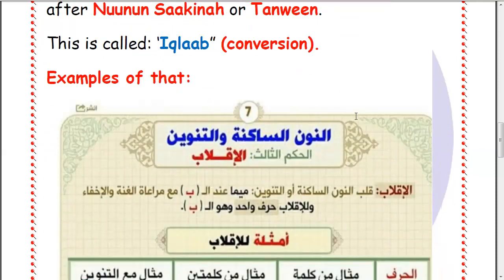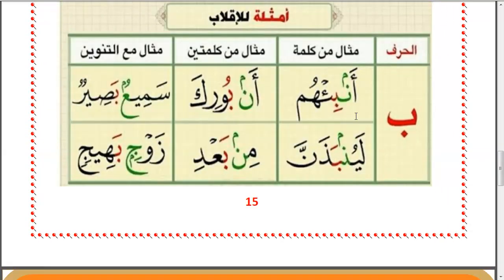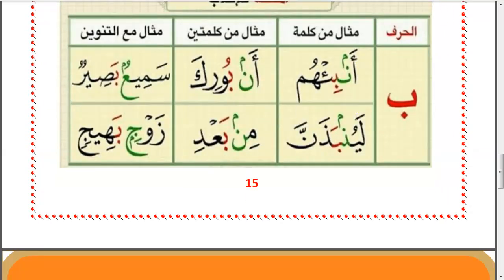Now, the examples of Iqlaab. Ba, just 1 letter. Here is Nun Sakina, and the letter after it is Ba. We are going to turn our Nun to Mim, and that Mim is carrying Sukun. So we are going to read it as Ambihum. That's how you read it.